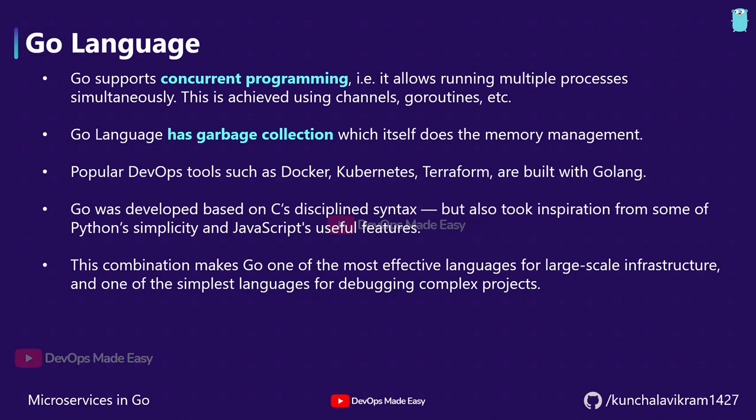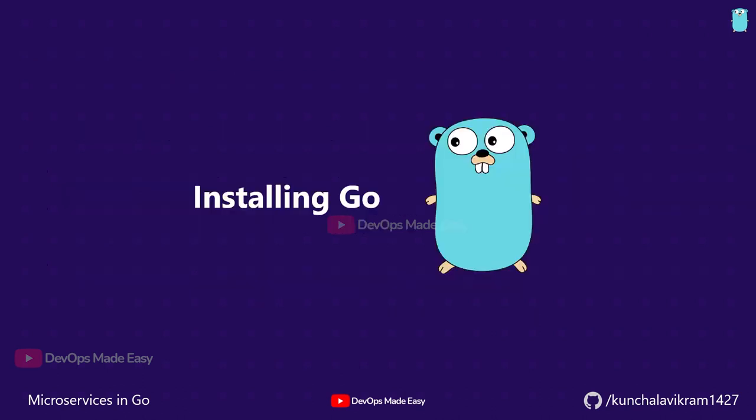And Go is developed based on C's syntax and also with the simplicity of Python. So that means it will have the best of both worlds, being a compiled language like C and also having easy to remember syntax like Python. So this combination makes Go one of the most effective programming languages for developing large scale applications, and it makes it easier for debugging complex projects. So let us see how to install Go.